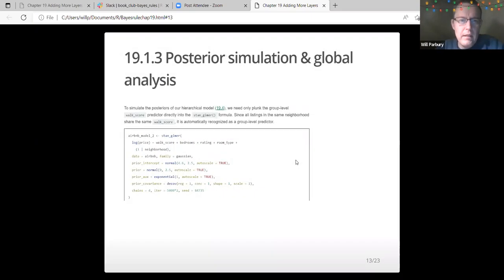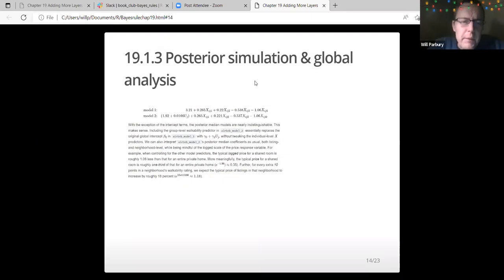Right, okay. So to simulate the posteriors of our hierarchical model, we need to plunk the group level walk score predictor directly in the stan_glmer formula. Since all listings in the same neighborhood share the same walk score, it is automatically recognized as a group level predictor, which I didn't know at all. But basically, if you just put it in, it should recognize it's a group level predictor. So that didn't seem too difficult when I did it. Right.